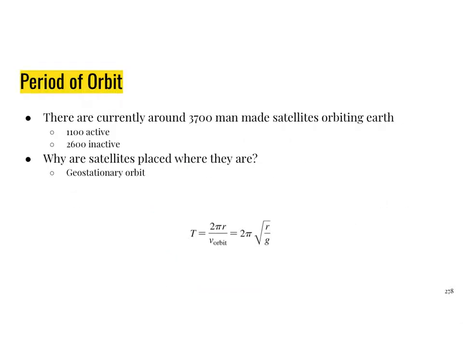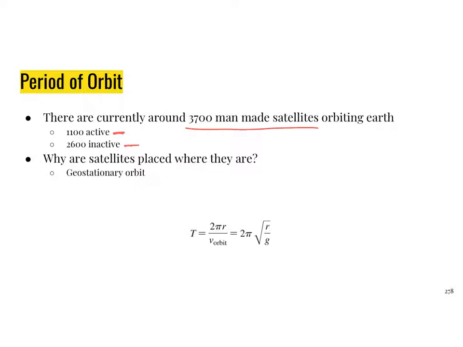Taking a look at the period of an orbit, right now there are about 3,700 man-made satellites orbiting Earth. Out of that 3,700, 1,100 of them are active and 2,600 are inactive. The inactive ones are further away because they're just meant to sit there. It's called a graveyard orbit. And we'll take a look at a video that deals a little bit with satellites.